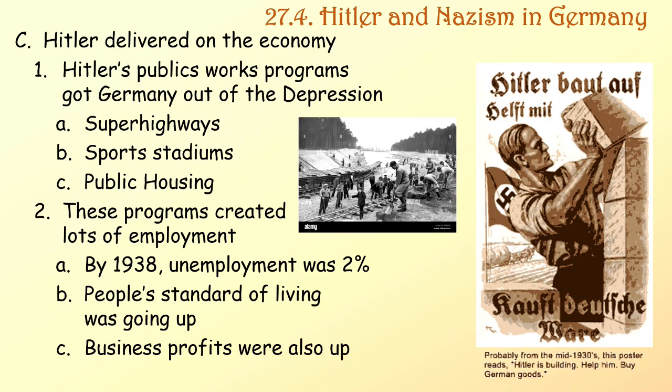Hitler delivered on the economy. Hitler's public works programs got Germany out of the Depression. He built superhighways and sports stadiums and public housing. And these programs created lots of employment. By 1938, unemployment was 2%. People's standard of living was going up. Business profits were also going up.